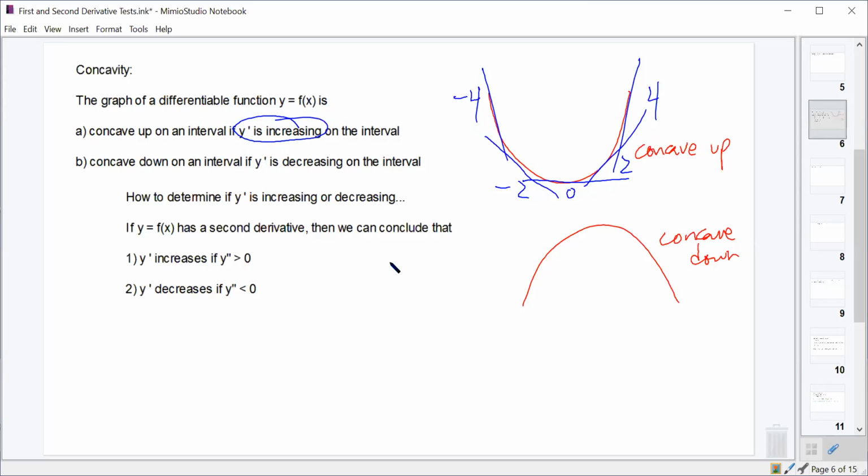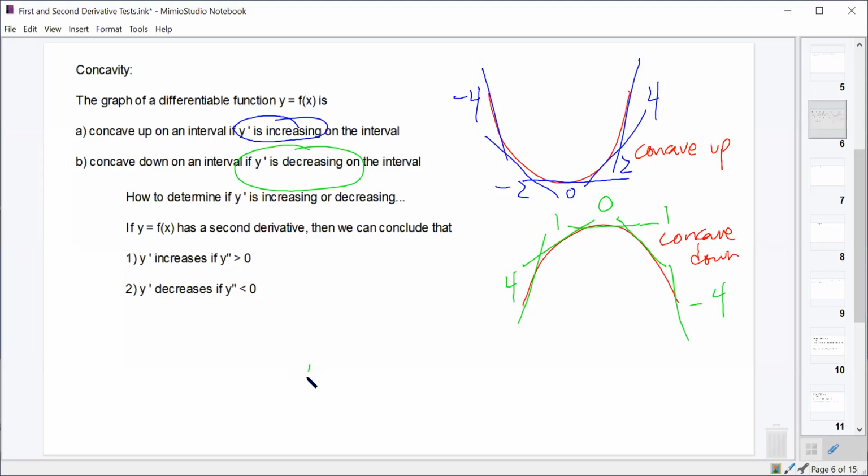And what about on the concave down one over here? Starting at some positive value like 4 and going to something like 1, and then 0, and then -1, and then -4. And what's happening to those slopes, or to the derivative of this function? Decreasing. It's decreasing, exactly. So if the derivative increases on the interval, the function's concave up, and if the derivative decreases on the interval, it's concave down.